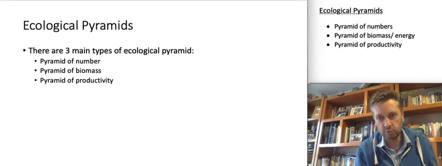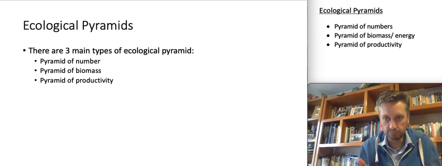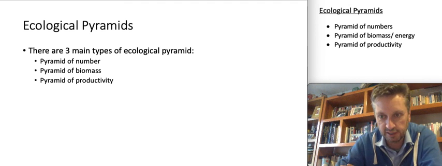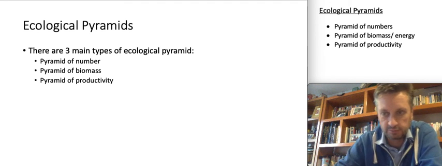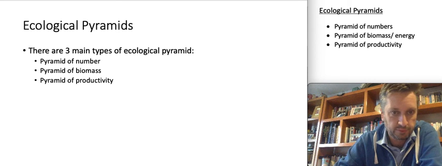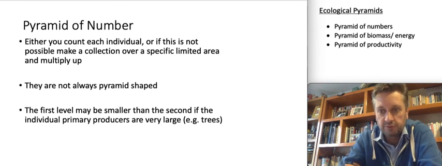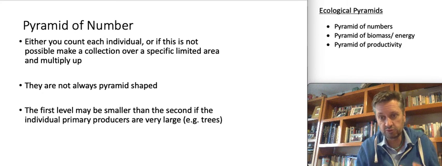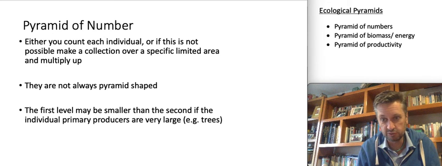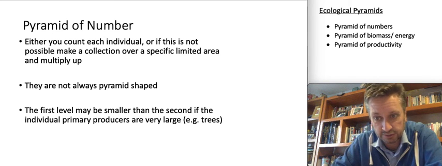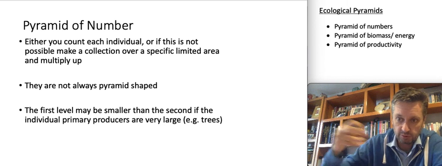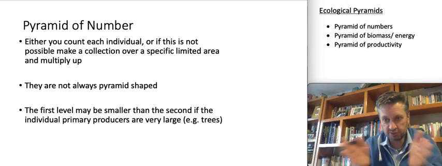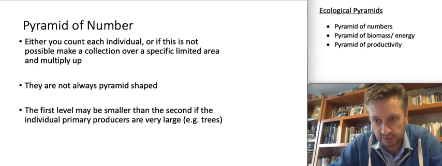Now we can consider how we represent numbers, biomass, or productivity in terms of an ecological pyramid. Okay, so first of all, we can consider pyramids of numbers. As the name suggests, to construct a pyramid of numbers, you simply go out and you count the number of individuals within your defined ecosystem, and then you represent those as a graph in which the size of a bar represents the numbers that you actually counted.